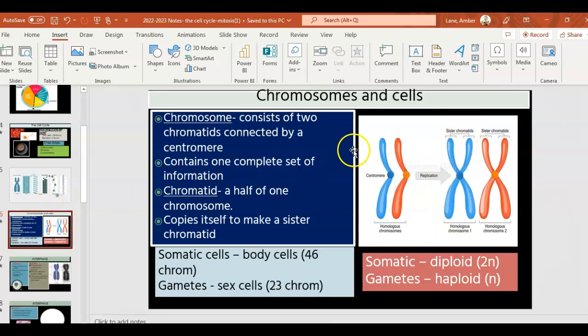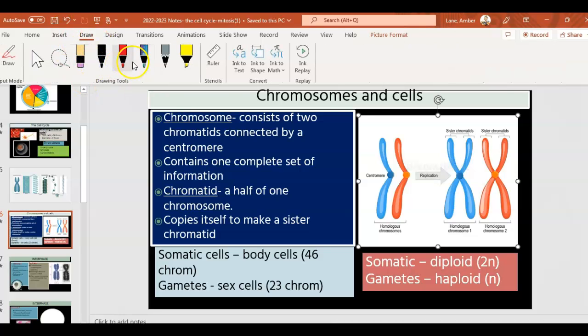Okay, so when it comes to chromosomes and cells, first of all, a chromosome consists of two chromatids connected by a centromere. So this is a chromatid, and this is a chromatid, and the center portion that attaches to both of them, that is a centromere. This is a chromatid, and this whole thing is a chromosome.